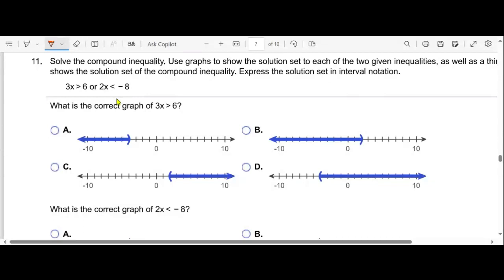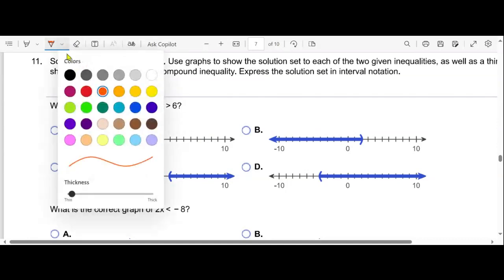Number 11, solve the compound inequality. Use graphs to show the solution set to each of the two given inequalities, as well as the solution set of the compound inequality. Express the solution set in interval notation. Okay, right. So let's take one by one. Let's solve one by one.